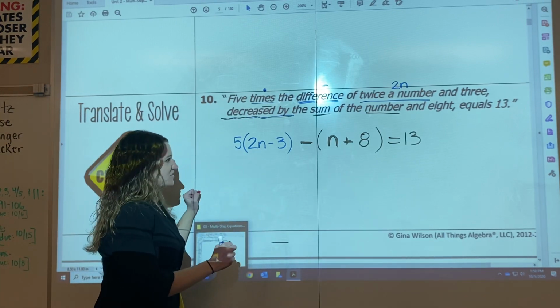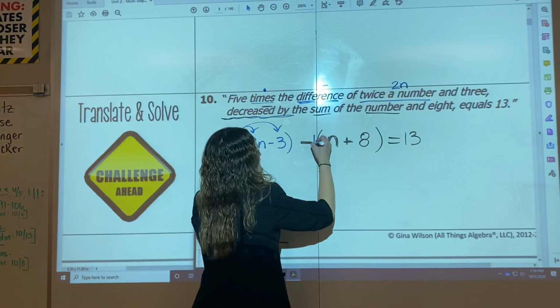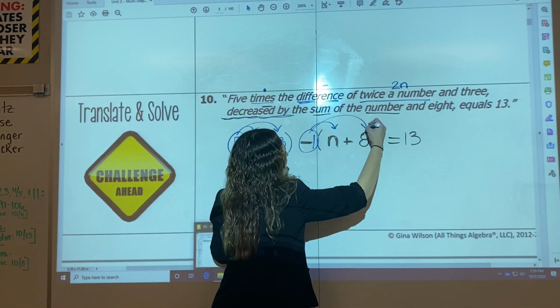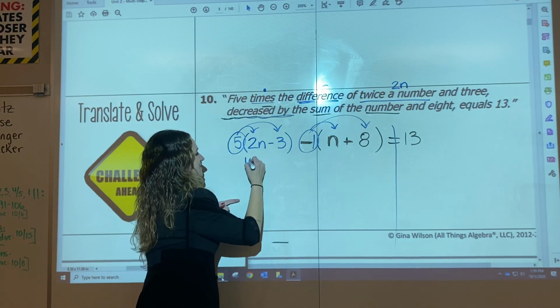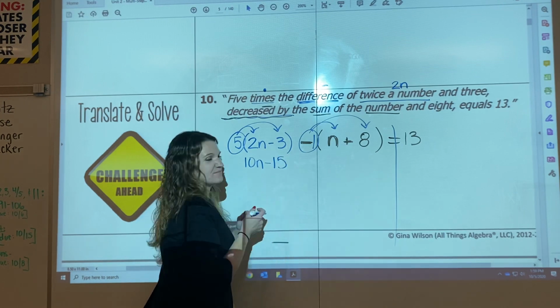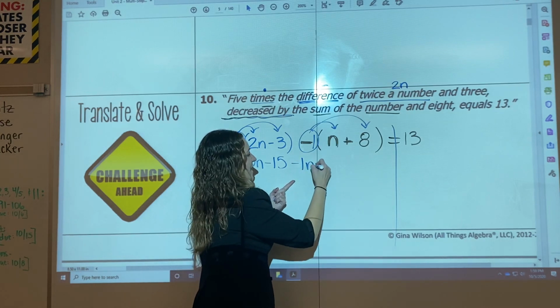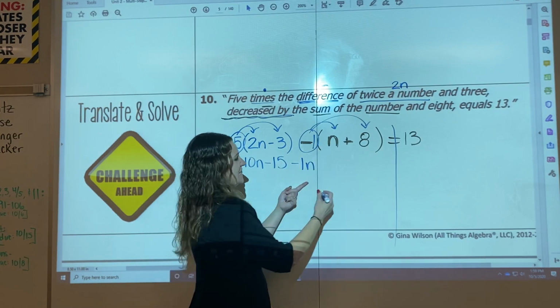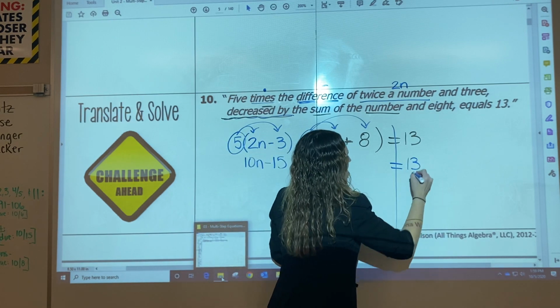First thing I'm gonna do is distribute. I'm gonna distribute the 5 over here, the -1 on this side, and I'll draw my line. 5 times 2n gives me 10n, and 5 times -3 gives me -15. -1 times n gives me -1n. -1 times 8 gives me -8. Now I'm going to bring down my equal sign and my 13.